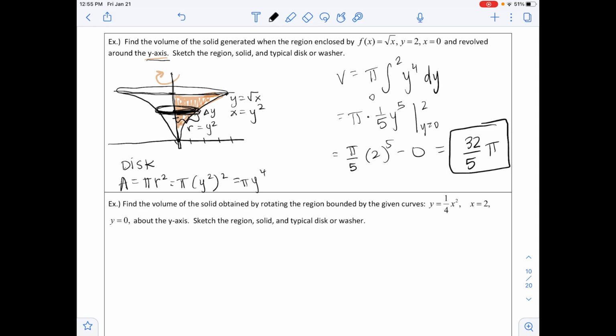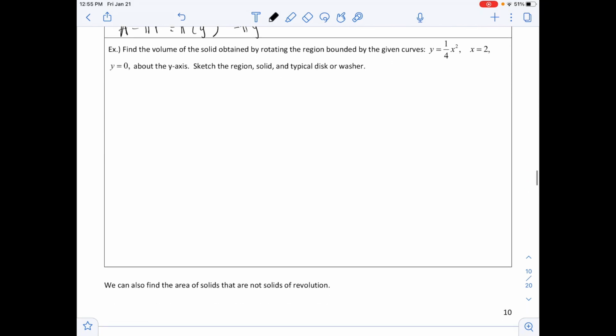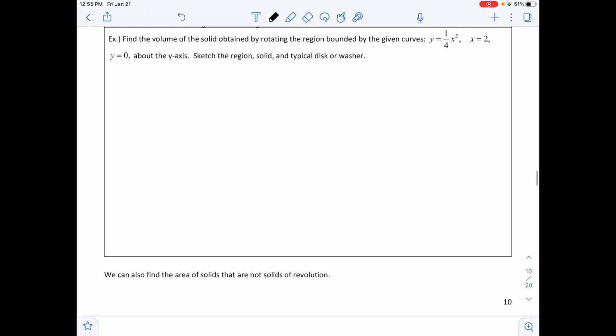So the next example that we have says, find the volume of a solid obtained by rotating the region bounded by the given curves. We have y equals 1/4 x squared, x equals 2, y equals 0, about the y-axis. Sketch the region, the solid, and a typical disk or washer. So the first thing that we're going to do is sketch this.